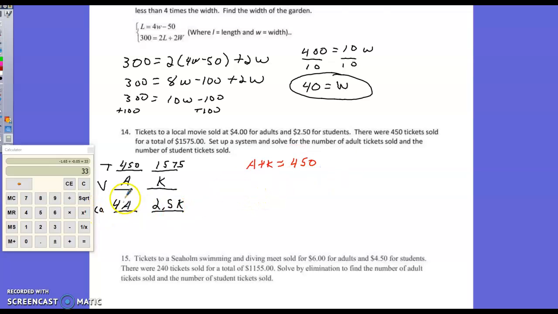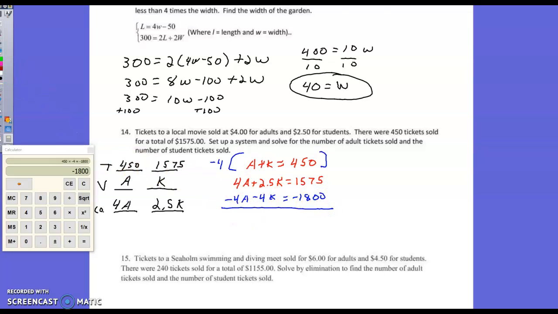Then I have my coefficients. 4A plus 2.5K equals the money total, 1,575. Now we're going to solve by elimination. So I'm going to multiply everything to get something to cancel out. Let's multiply this by -4. So this becomes -4A minus 4K. And then 450 times -4. That's going to give us negative 1,800.